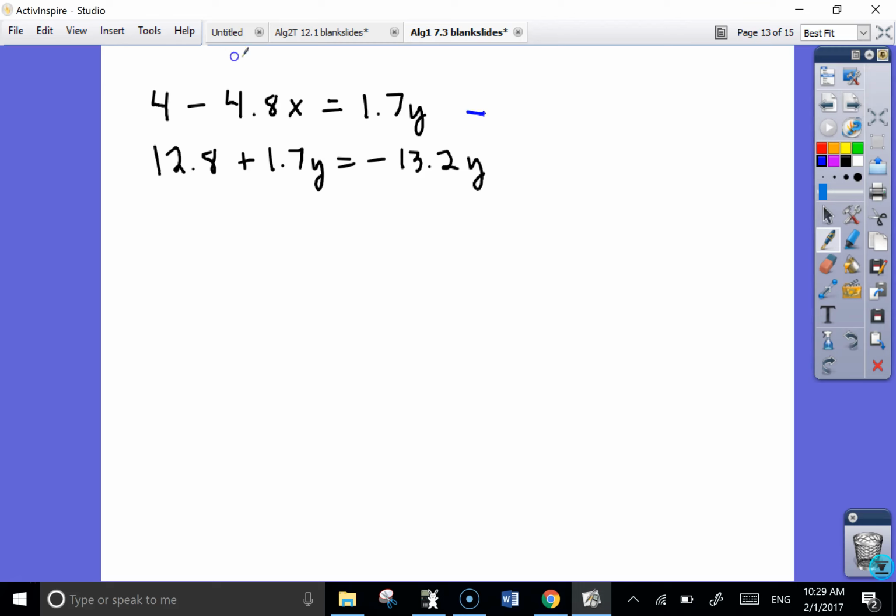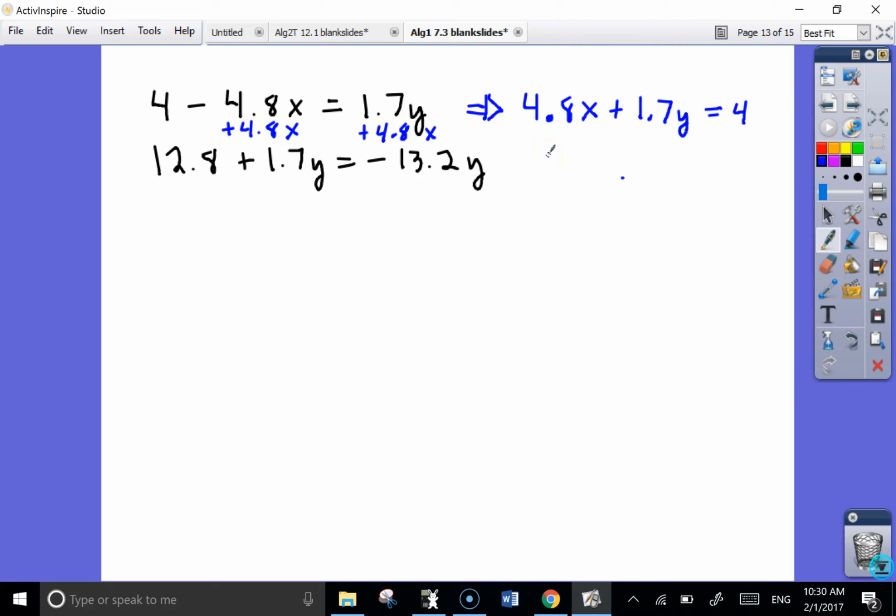So in this one right here, I need to get the x and the y term on one side, and I'm going to do that by adding 4.8x to both sides. And then I'm going to switch sides. 4.8x plus 1.7y equals 4.